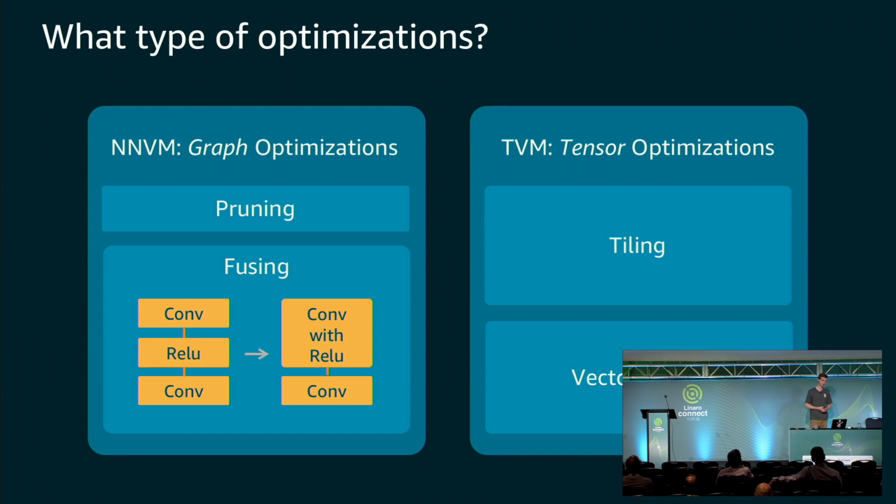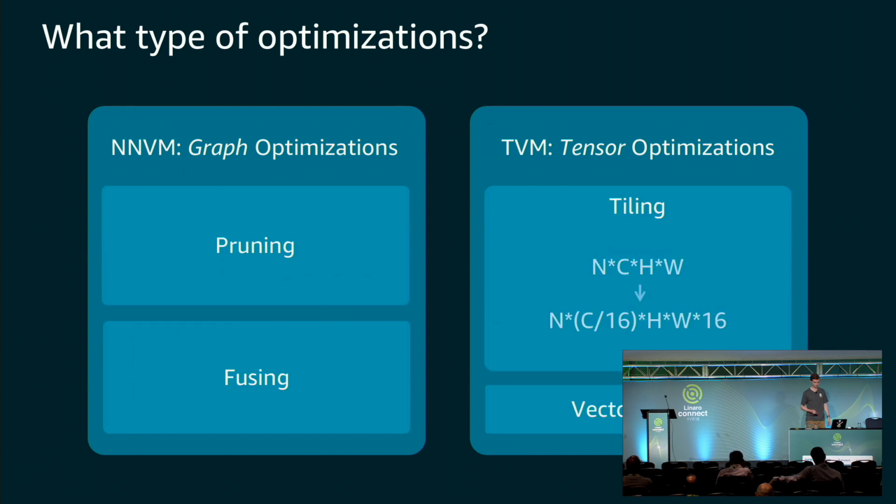And then there's also a technique called folding, where if you've got convolution and batch norm together, those operations can be applied together in the same step too.